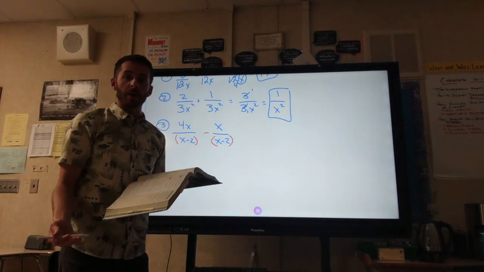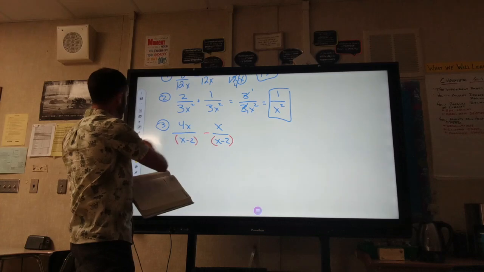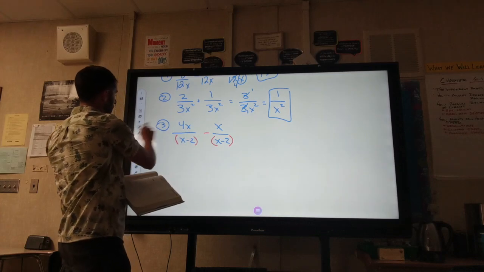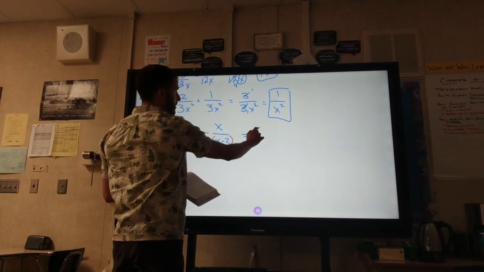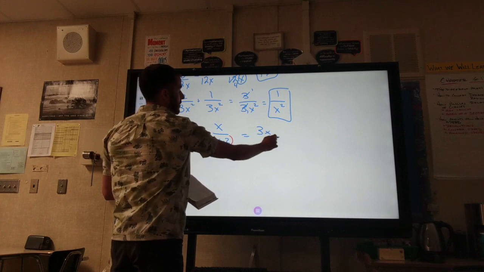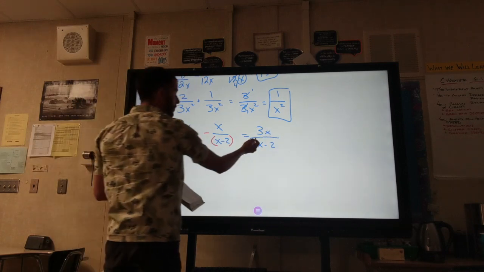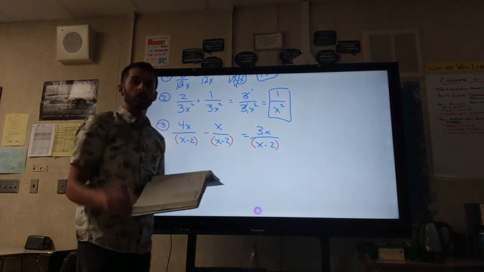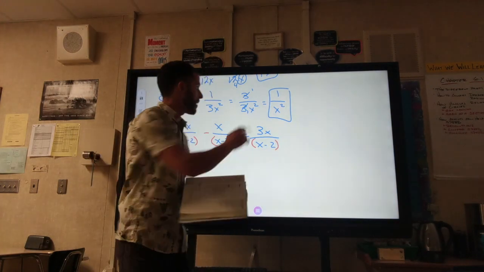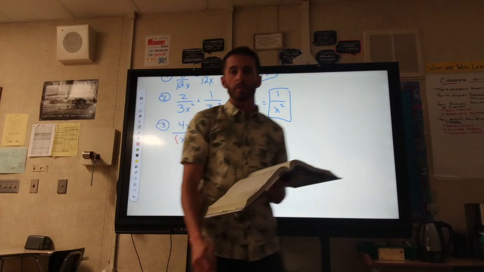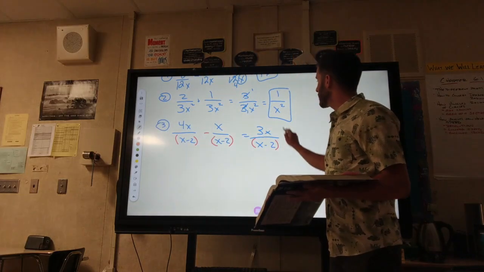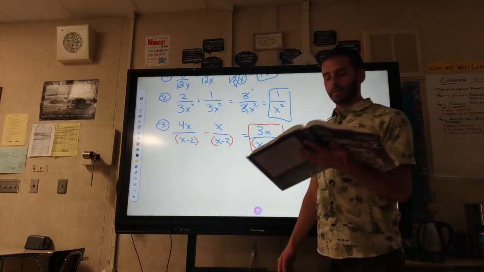Do we have the same denominator? Yes. So what am I going to do to the numerator? I'm just going to subtract it. 4 x's take away 1x is 3x over x minus 2. If you need to, remember this is still trapped. You can't simplify the x's. A monomial cannot simplify with a binomial. They don't have anything in common. So this is our answer.